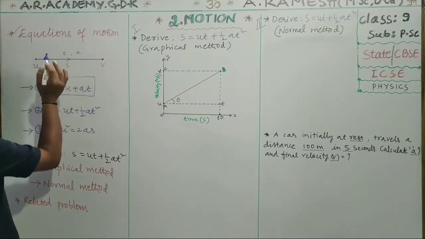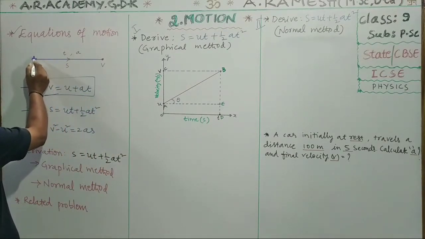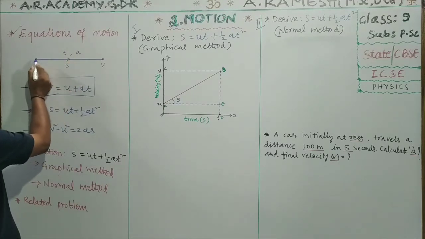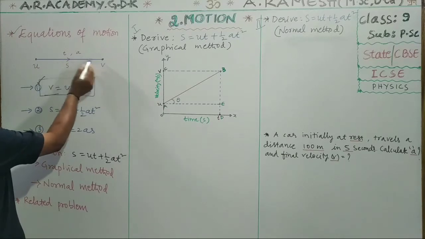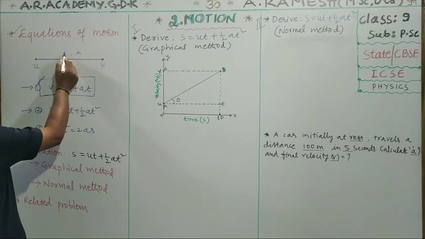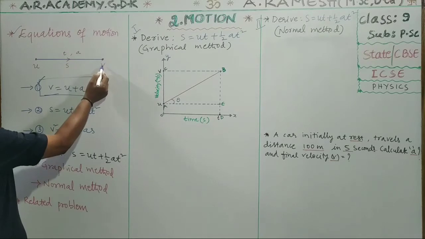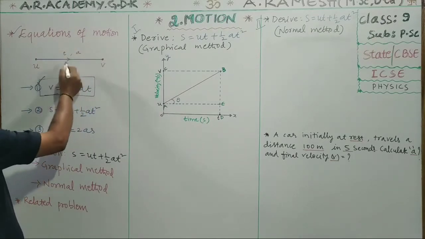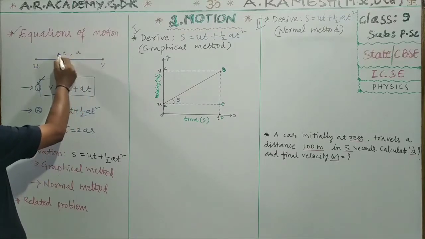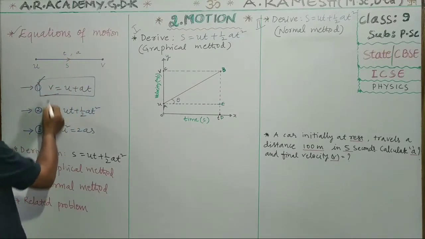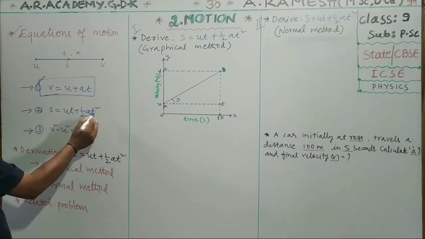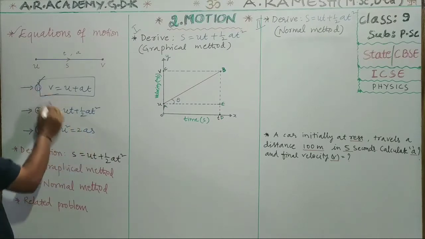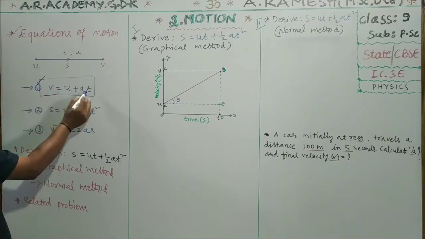Assume a body is traveling with uniform acceleration A and with initial velocity U, and after traveling distance S with uniform acceleration A, after time t it achieved final velocity V. The relation between these terms U, V, S, A, T gives three equations of motion. V is equal to U plus AT, S is equal to UT plus half AT square, V square minus U square equal to 2AS. From this, yesterday we completed V is equal to U plus AT.